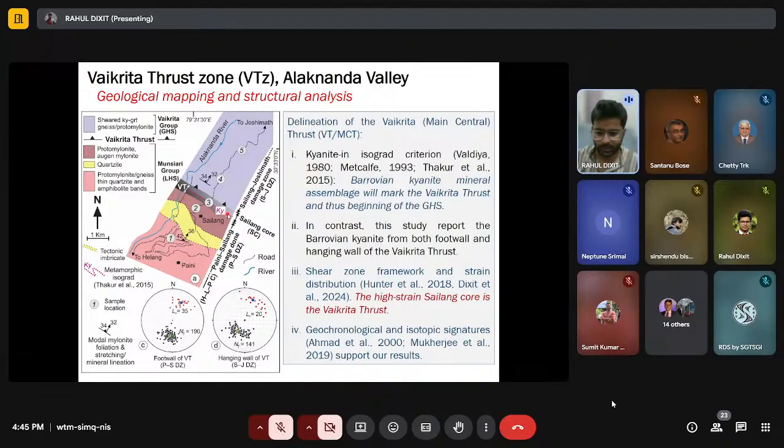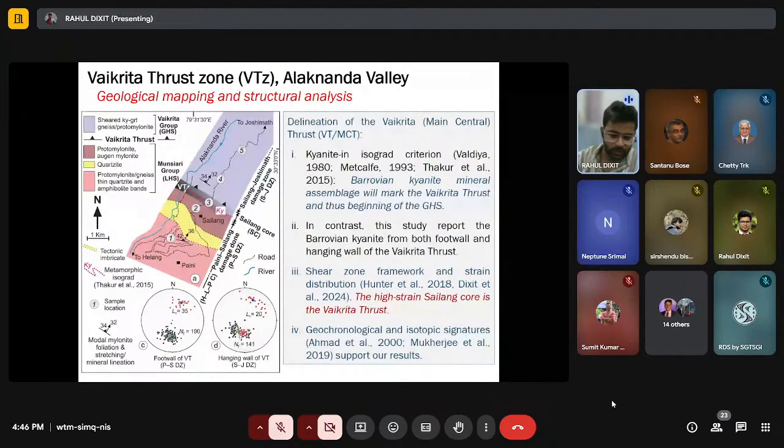And coincidentally, the shear zone core that we identified coincides with the kyanite isograde that was marked by the earlier workers. And this particular stereo plot that you see here again indicates, as said by Valdia, that there is a change in the deformation style and the orientation of the structure across the Vakrita thrust, but we do not see such discordance in the structural data, as it can be seen that the foliations are again pointing towards the northeast dipping direction.